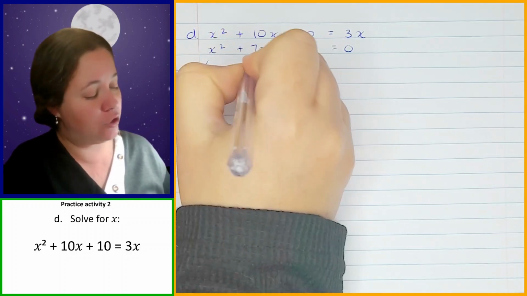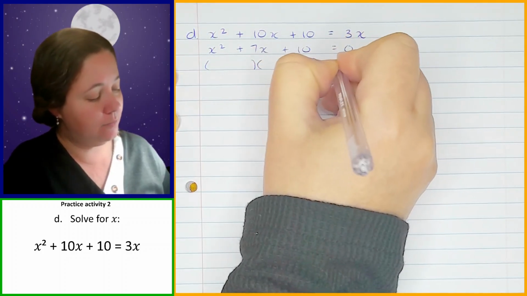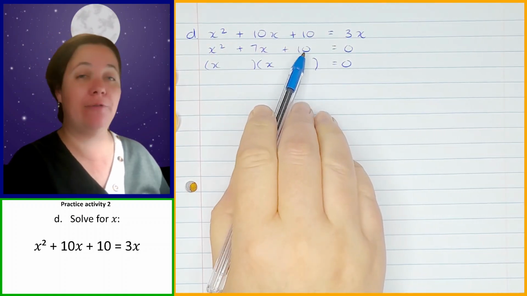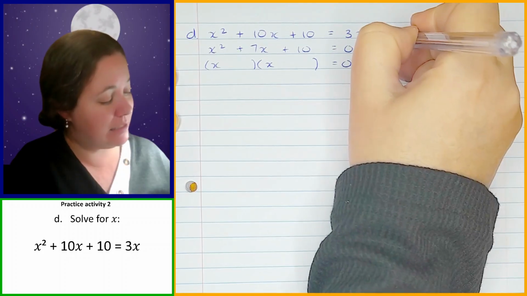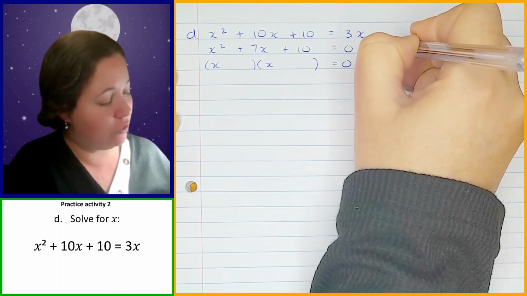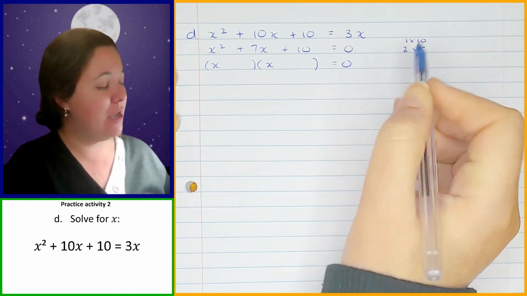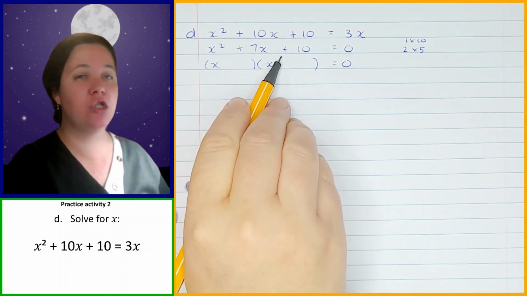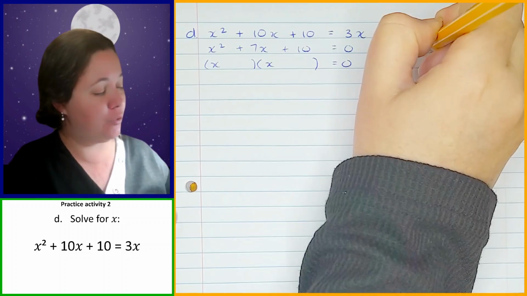Okay, so I have two sets of brackets equal to 0. Then I've got x in each of those. Now I'm looking for the factors of 10. So I've got 1 times 10, and I've got 2 times 5. The pair that I'm going to choose is the pair that I can add to get 7. So that's going to be the 2 and the 5.